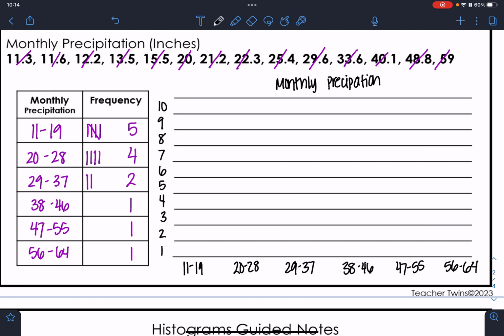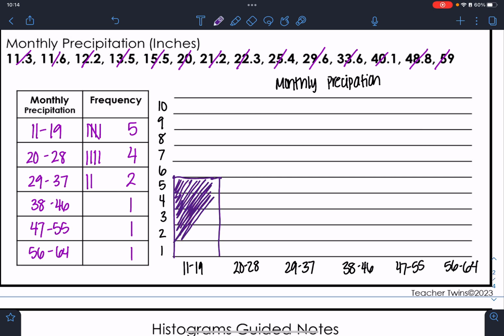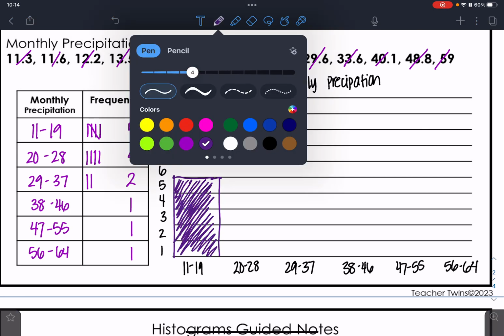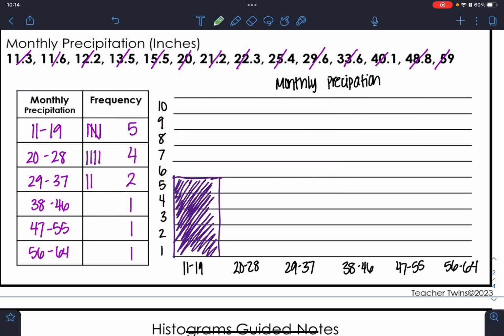You will have to do all of that, set your histogram up. And now it's just a matter of filling in my bars. So that first category, we said we had a frequency of 5. So I can shade up 5 boxes, which is right here. And again, you want to create that bar so that the bar is going around the 11 to 19 that you wrote. Okay, you want them to all be connected there. So here is my first bar, 11 to 19. And if you want to switch colors, you can. So the next one we had a frequency of 4. So we're going to shade up 4 spaces.